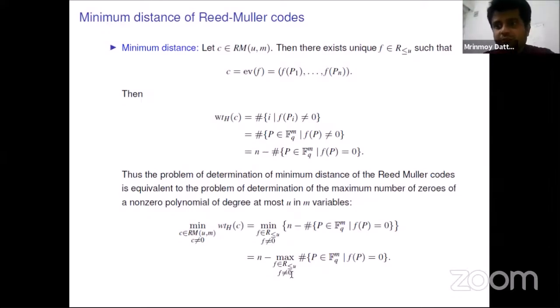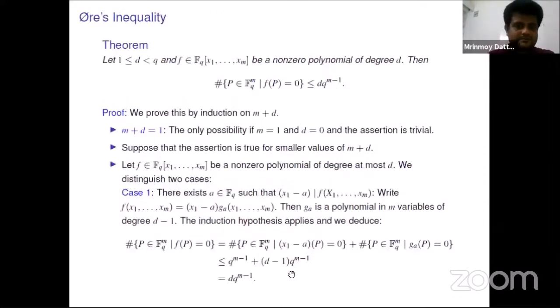If I take a polynomial which is non-zero, of course, then what is the maximum possible number of zeros that this polynomial may admit in Fq to the power n? This answer goes back to someone called Ore, who was a Norwegian mathematician. In the 1920s, he proved this theorem: if d is less than q, and if you take a non-zero polynomial f of degree d, then the number of zeros is bounded above by d times q to the power n minus 1.